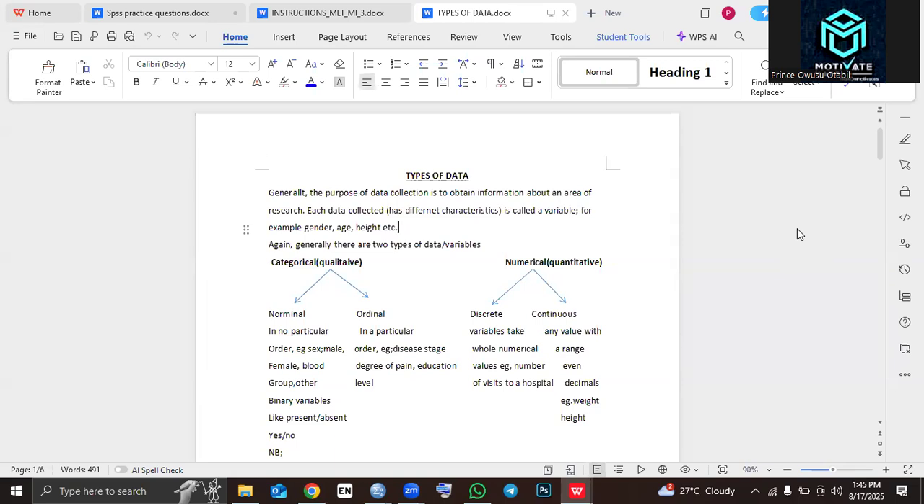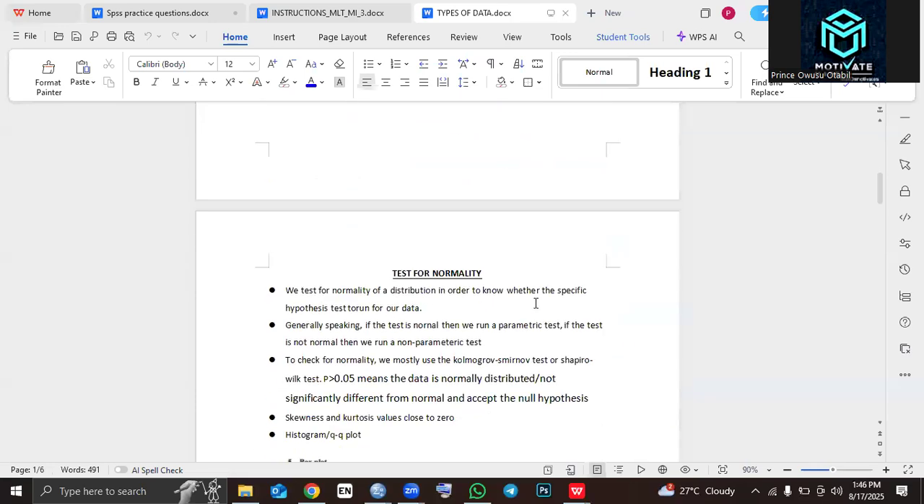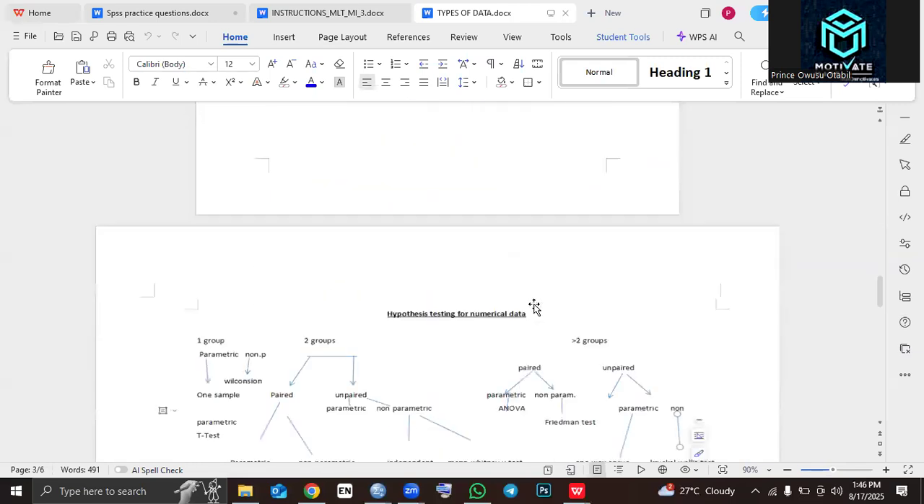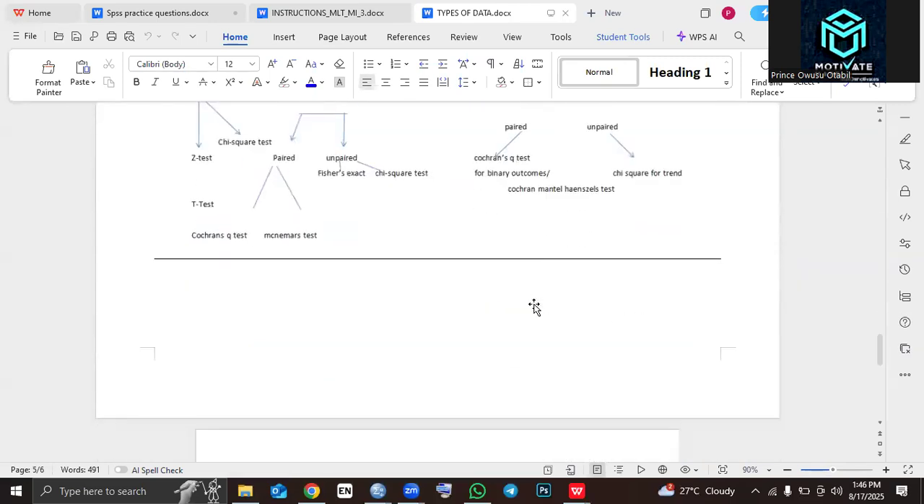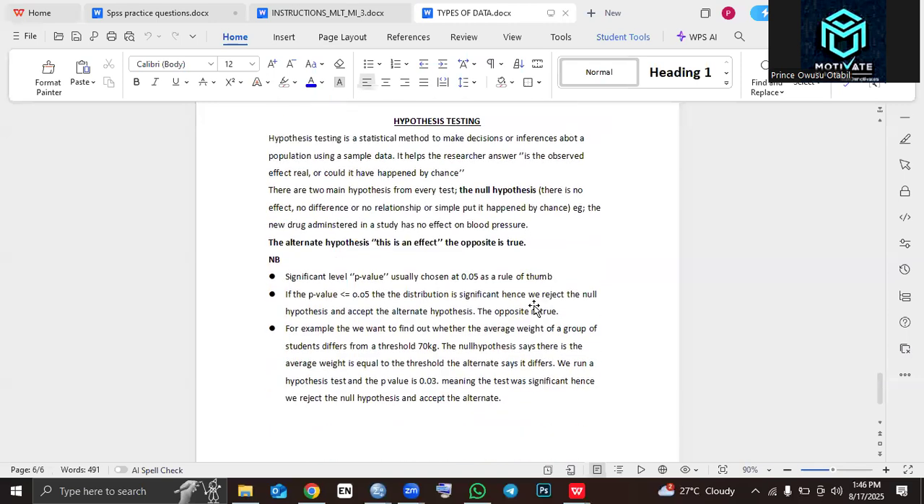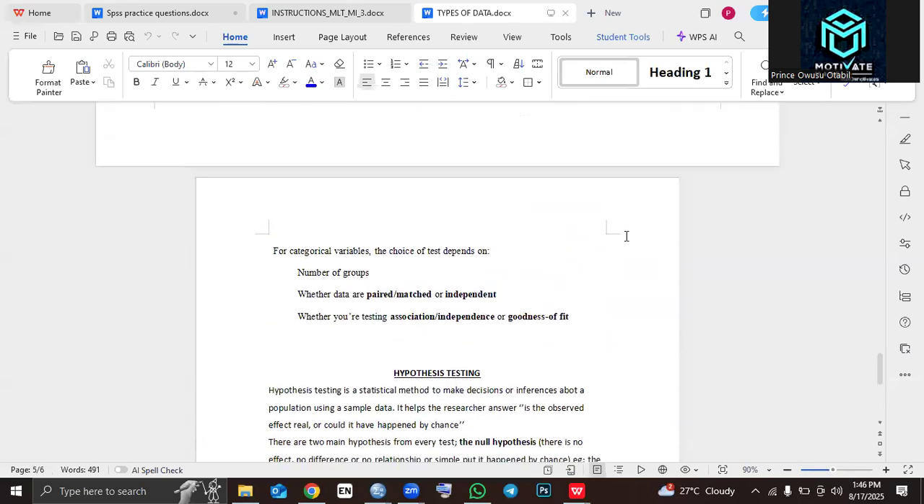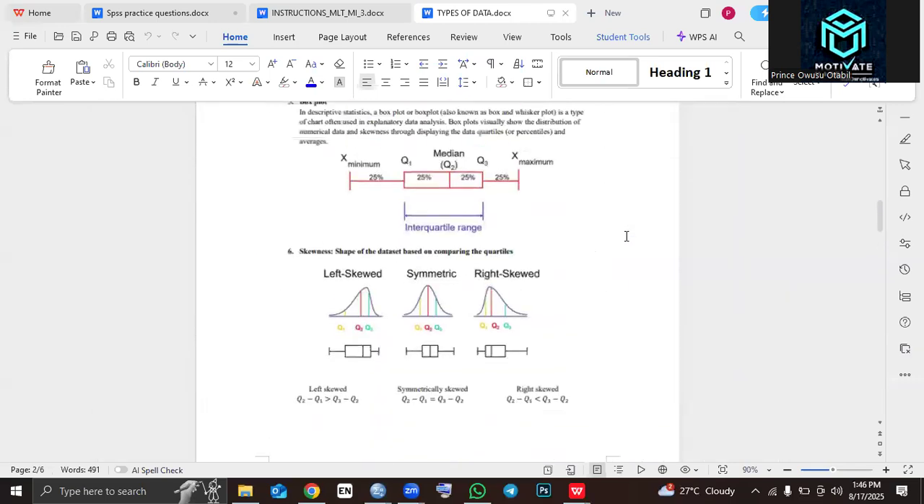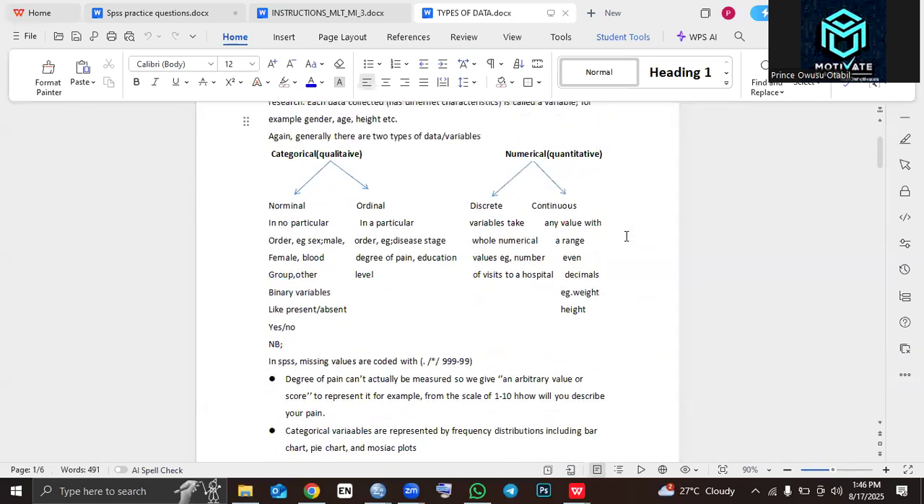Okay, so if you don't understand the basic concept of the types of data, and then what specific hypothesis you have to run and the normality test that you have to run, you will not be able to do any parametric tests in your exam. And it's very simple. I promise you, it's very, very simple. So let's begin.